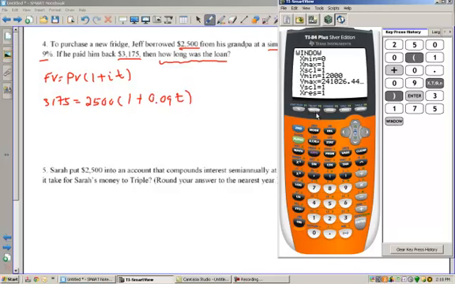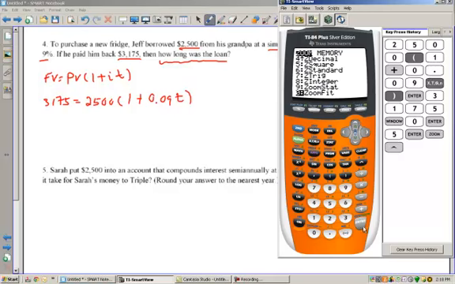I'm going to make a window, and now for my window, I have to think about what I'm trying to solve for. So I'm trying to solve for the letter T, which is time. So I think starting at 0 is fine, and maybe I'll do it in 5 years. I expect to pay back my grandfather within 5 years. And to see if I actually did, you hit zoom, go down to zoom fit, hit enter, and there's the graph on the right. It's actually a line. Oh, and there's the 3,175, and yes, it crosses on the page.